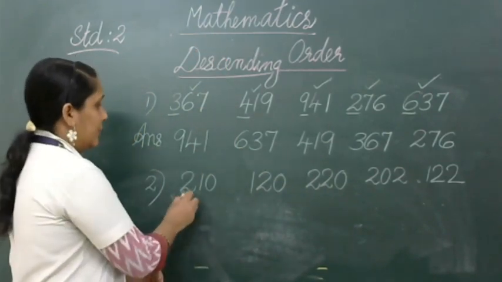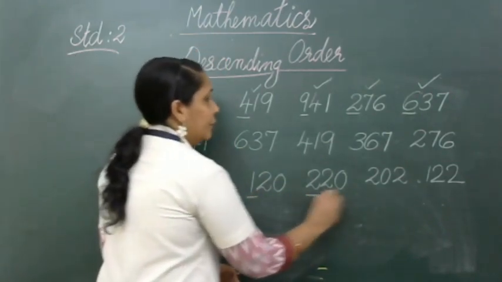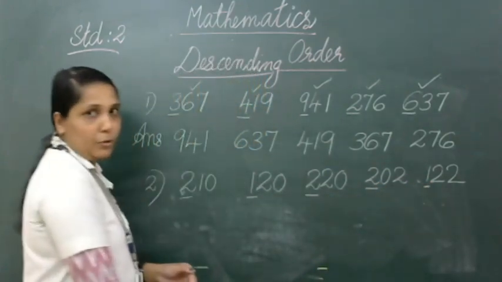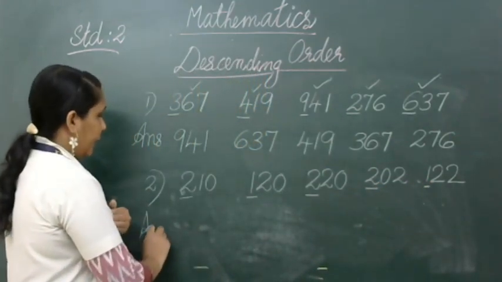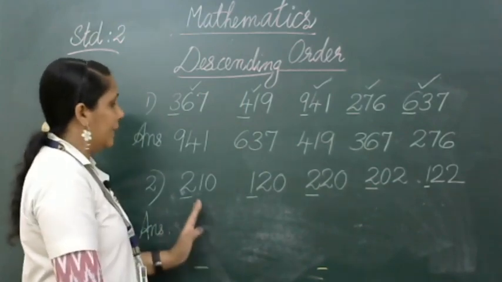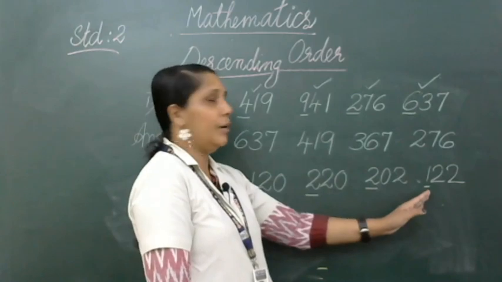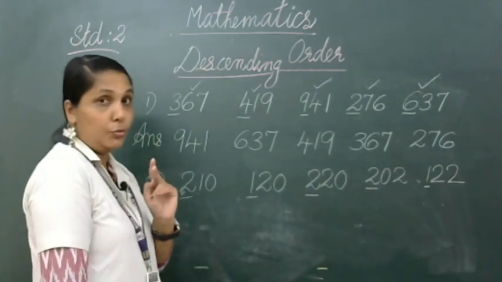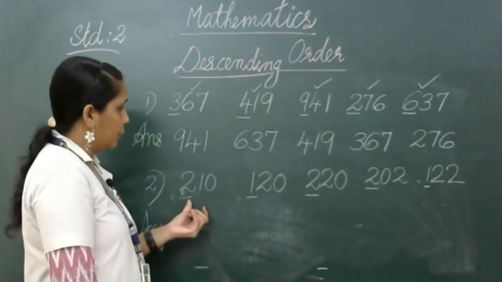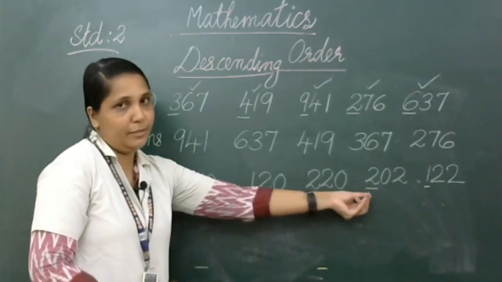First we will underline the leftmost digit. Now we have to find out the biggest number. Which is the biggest number among these? 2, 1, 2, 2, 1. We are having 2 here, 2, 2, 2. All the first digits are 2.